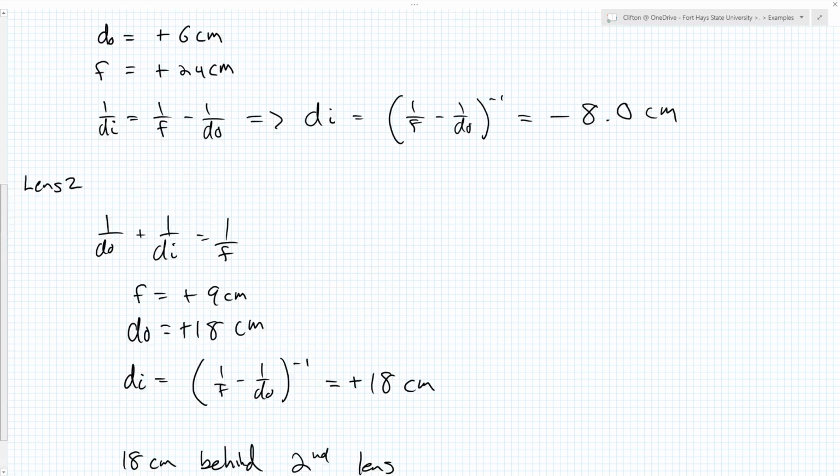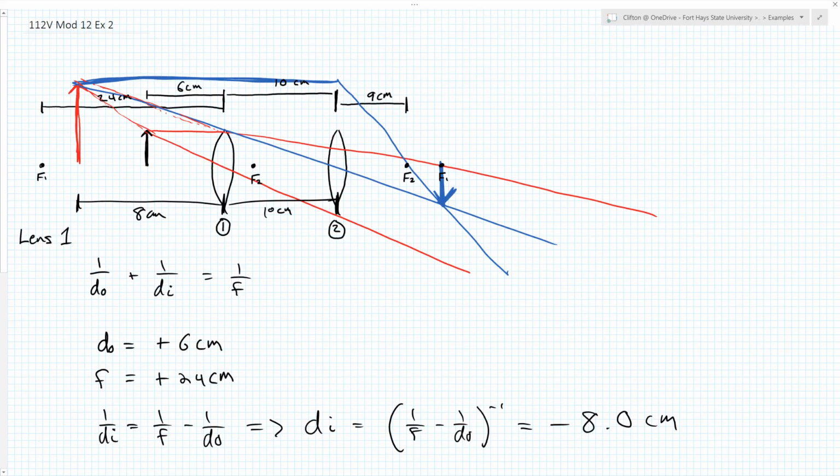The second question asks whether or not this is a real image. Now, fundamentally, what makes an image real is whether or not you can project that image onto a screen. So can I put a sheet of paper where the image is formed and get that image on the sheet of paper? And in order for that to happen, you basically just need to have an image that's formed behind your optics. So if I put a sheet of paper here, the image that's formed can be formed on that sheet of paper.